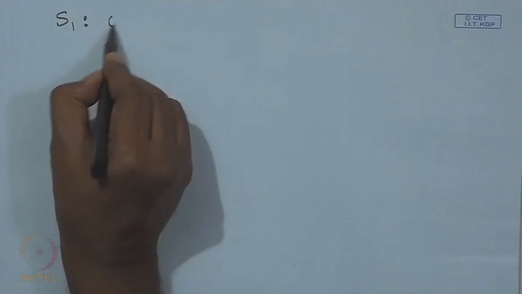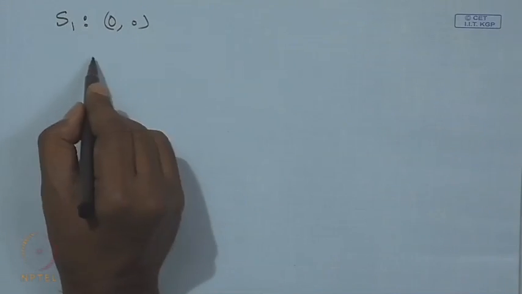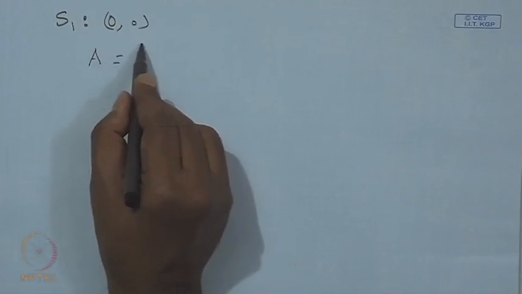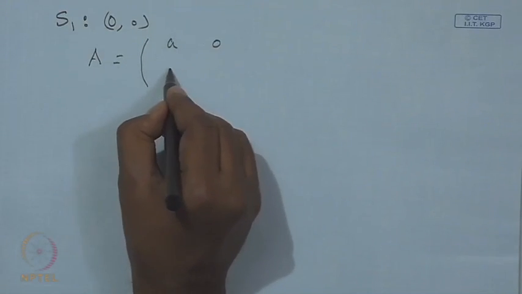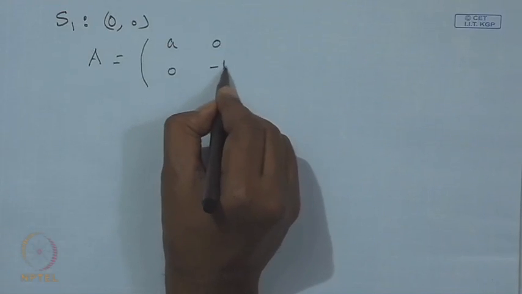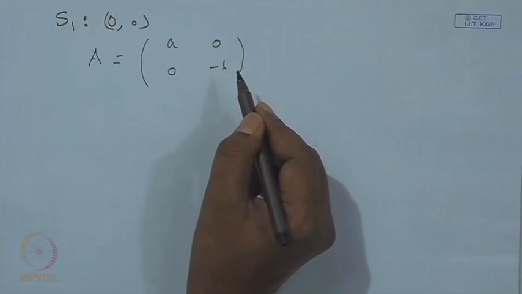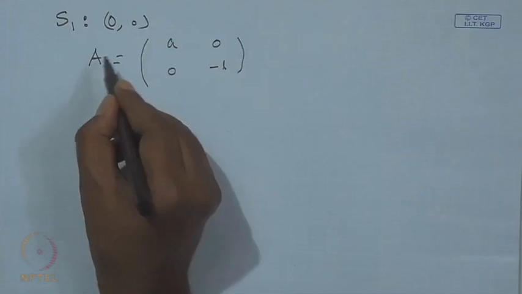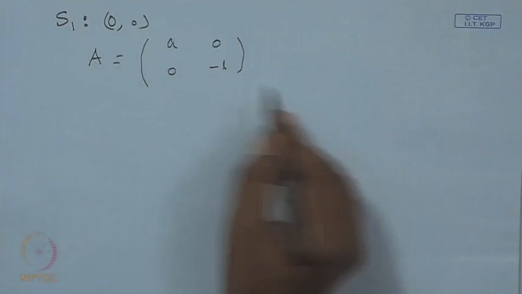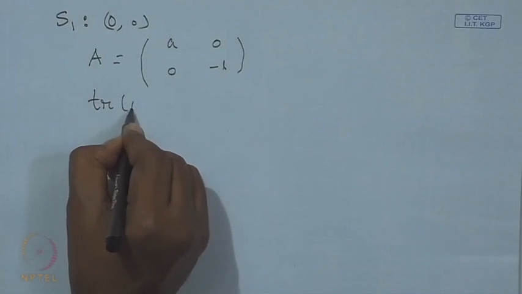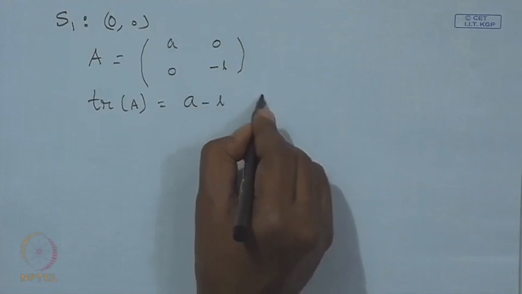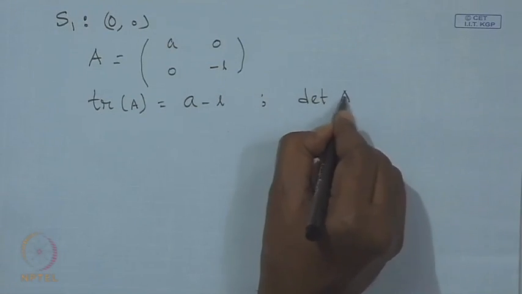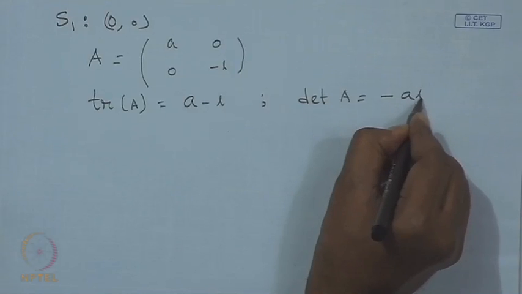So, consider steady state 1, that is nothing but (0, 0). So, evaluate the Jacobian matrix at (0, 0). So, this will be a, 0, 0, minus l. So, this will be the evaluation of the Jacobian matrix at the steady state (0, 0). So, you find out trace of A will be nothing but this plus this, so a minus l, and determinant of A will be nothing but minus a l.